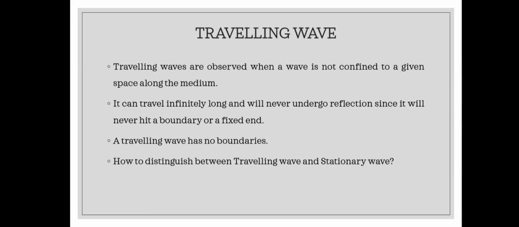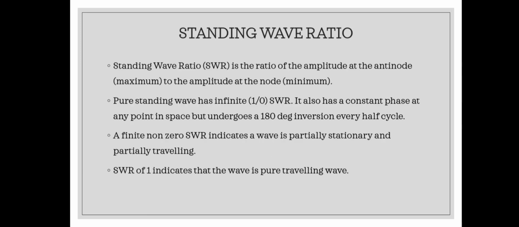So how do you distinguish between a traveling wave and a stationary wave? Well, one way of distinguishing is that a traveling wave doesn't have any boundaries, no reflections, and is just going to travel infinitely long, whereas a stationary wave has a boundary and undergoes reflection. But is there any mathematical way of distinguishing between the two? Well, there is. It is called the standing wave ratio. SWR is the ratio of the amplitude at the antinode to the amplitude at the node.